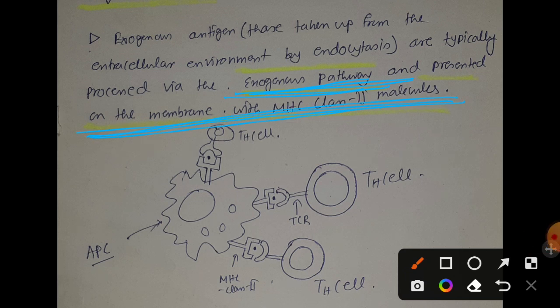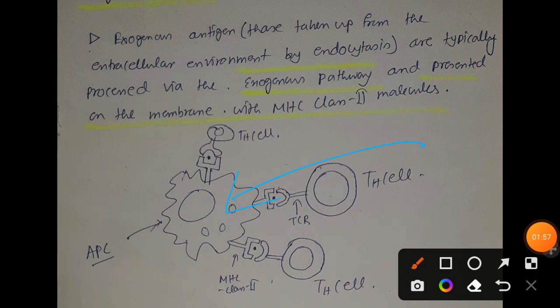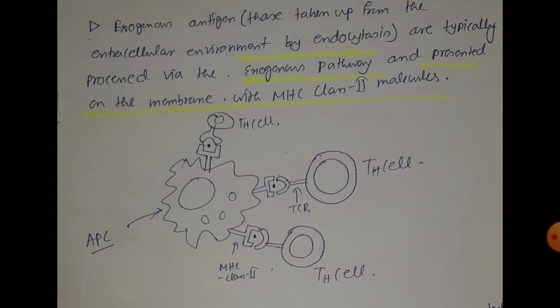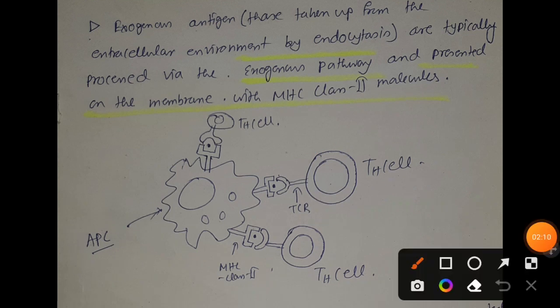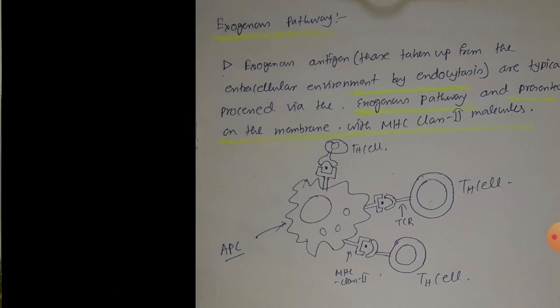Now you tell me the name of the cell which will express MHC class 2 molecule. Obviously, the cell name is antigen presenting cell. If you have not watched the MHC class 2 molecule video, then please go and watch it, available in this MHC playlist. MHC class 2 molecule will be expressed on antigen presenting cell, and it will interact with the T cell receptor present on the surface of the helper T cell. Clear? Now let's move on to the next page.